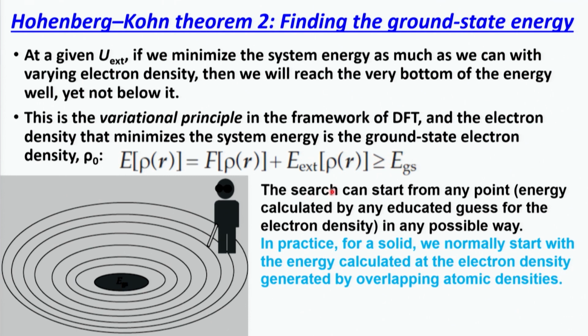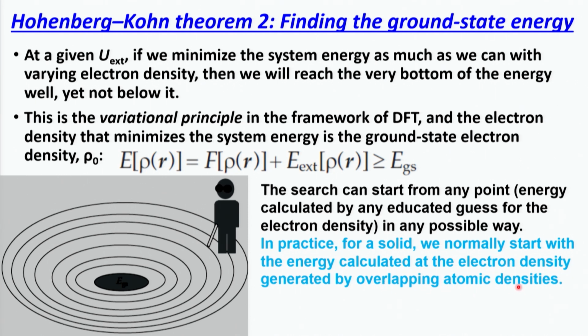The search can start from any point, with the energy calculated from any educated guess for the electron density. This electron density we first get by using some basis functions. Basis functions mean some known shapes of wave functions, or a combination of wave functions, which are first used to calculate the electron density. In practice, for a solid we normally start with the energy calculated at the electron density generated by overlapping atomic densities.